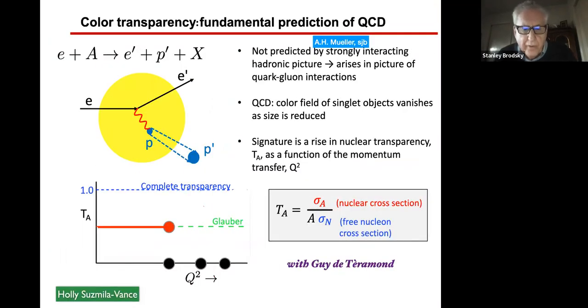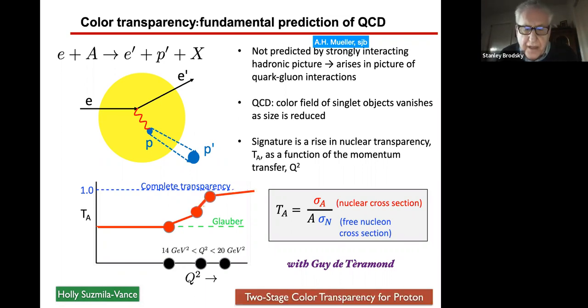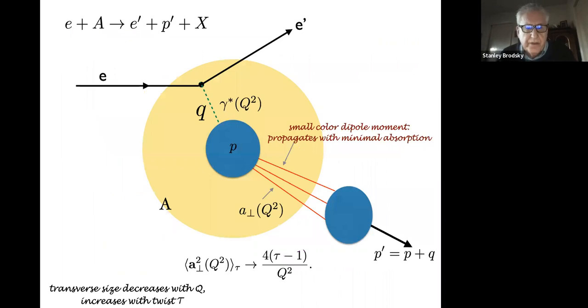So we're going to see how to understand color transparency. It comes from this picture: the electron hits the proton, and as the proton starts to emerge, the internal constituents have Q perp, and that means the transverse size is small. And I'm going to show you how this two-stage color transparency arises. Okay, now here's a cartoon.